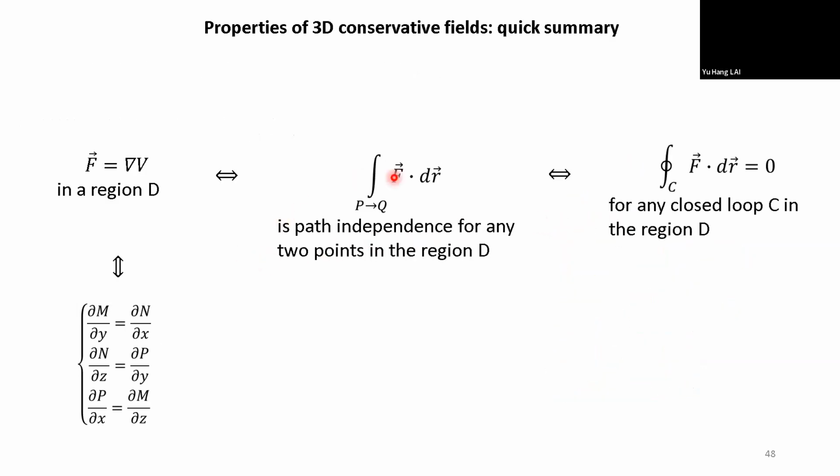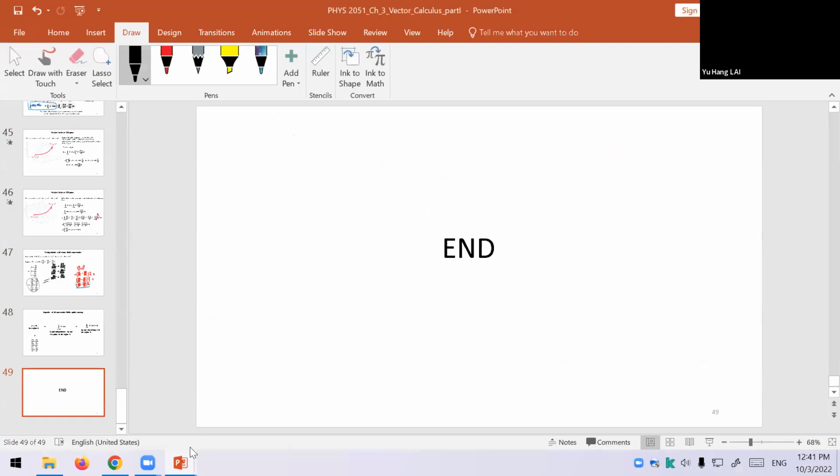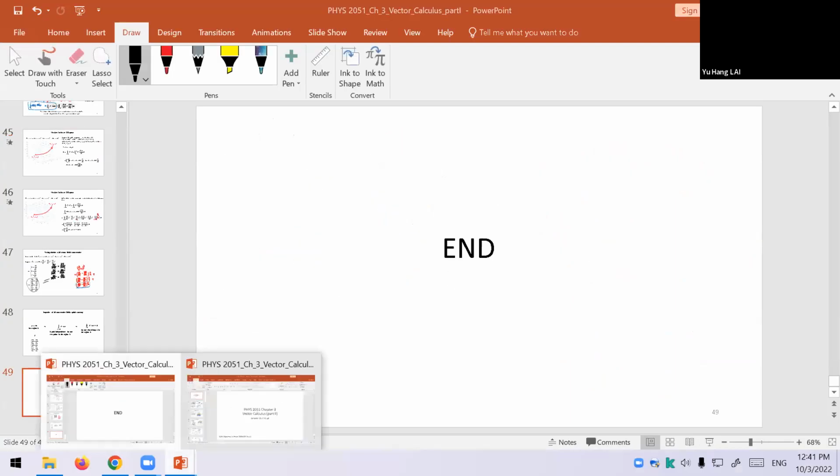Again, just the summary, but this is essentially the same as what we had from the 2D field, right? It's just that now for the derivative test, we have 3 equations to take care of instead of 2. So this is the end of part 1 of the lecture notes of this chapter. So I'll move on to part 2.